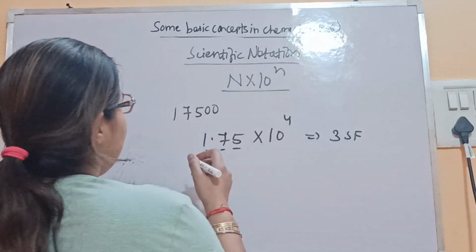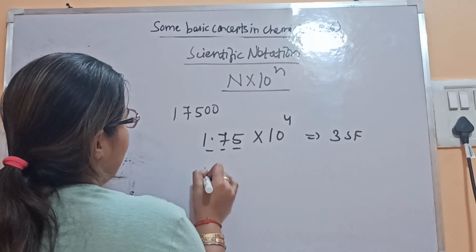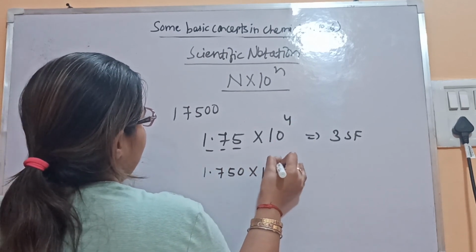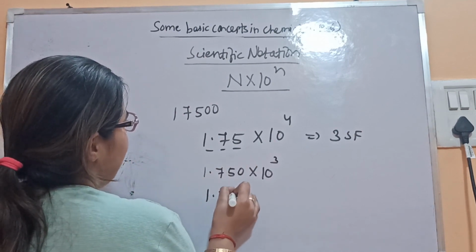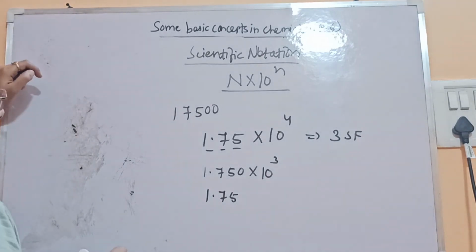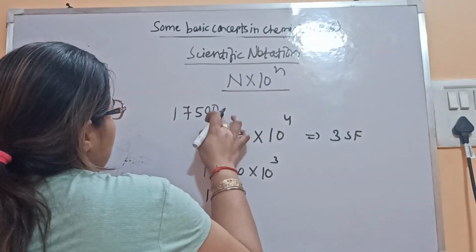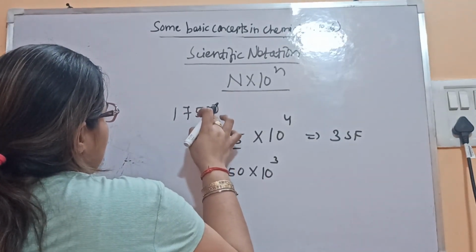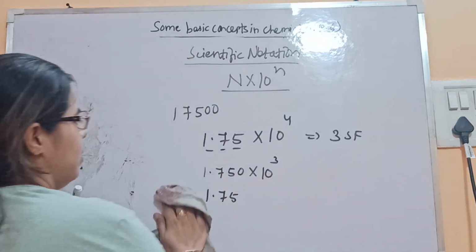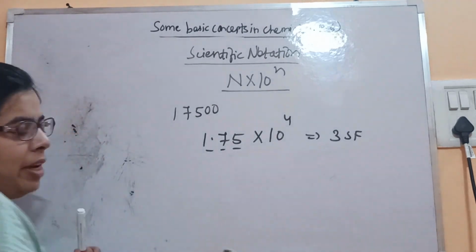If I write in this form, 1.750 into 10 to the power 3, or 1.75, see, it is having 3 significant figures.